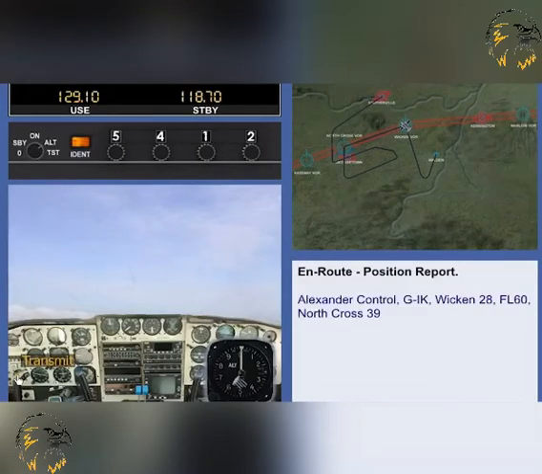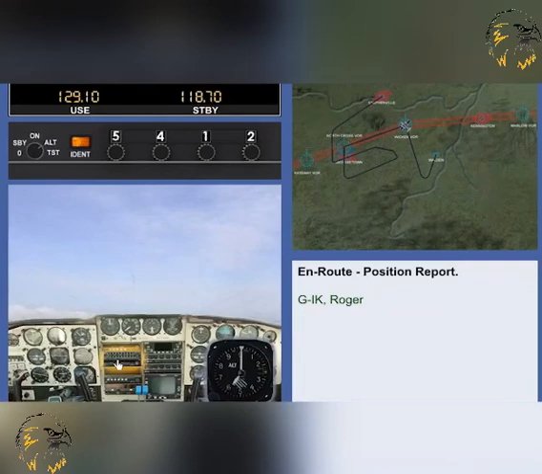Alexander Control, Golf India Kilo, Wicken 28, flight level 60, North Cross, Tree Niner. Golf India Kilo, Roger.